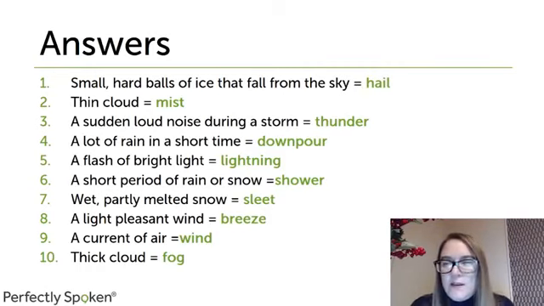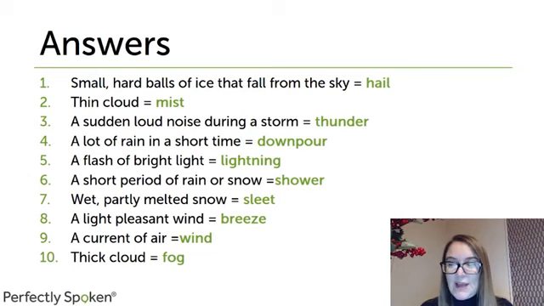Okay, so number 1, the answer is hail. Number 2, mist. Number 3, the noise is thunder. Number 4, a lot of rain, so it's the volume, it's a downpour. Number 5 is lightning. Number 6, shower.